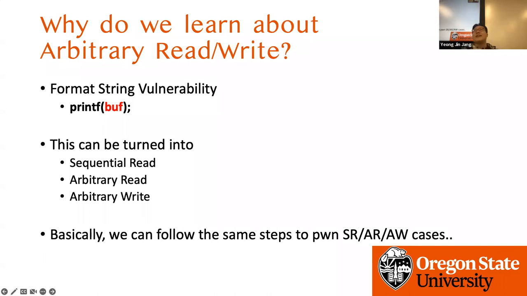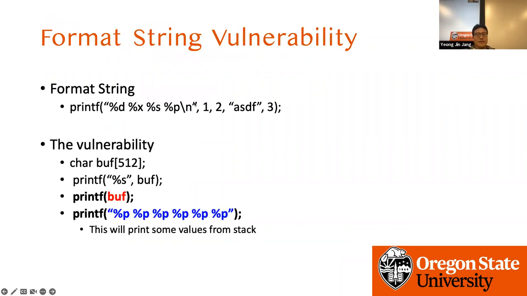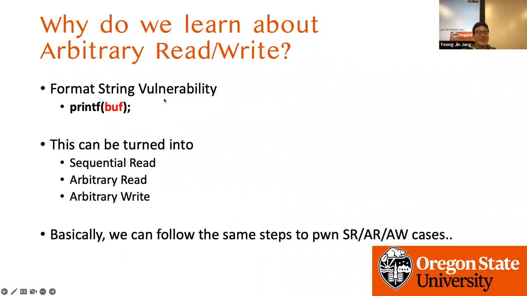The reason why we learned about arbitrary read and write first is that I want to teach format string vulnerability. Basically, we will take a look at printf. Printf's first argument must be a string that contains things like %d or %s to print out the following arguments. But there are some cases where this kind of format string can be generated programmatically, and we can use a writable variable as the first argument of printf. That will definitely generate a warning, because the type of the first argument of printf is const char pointer.